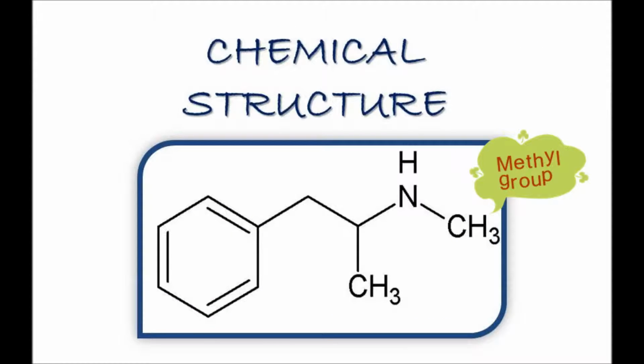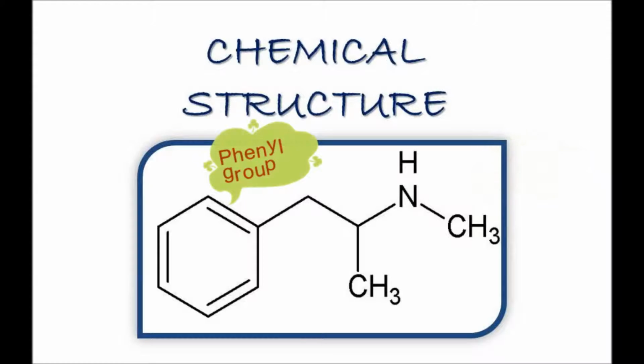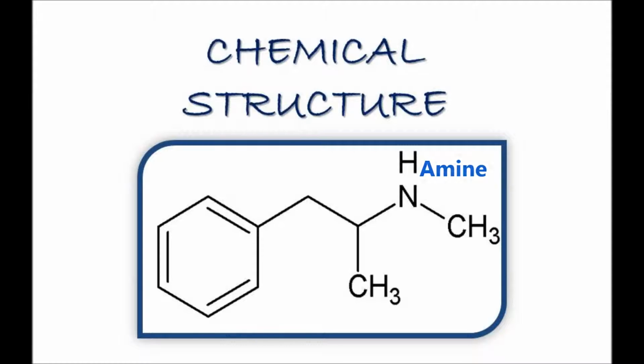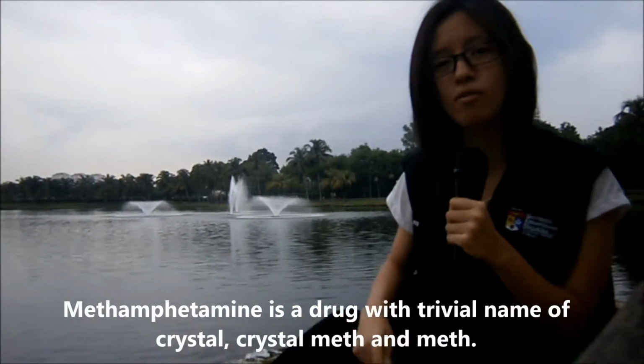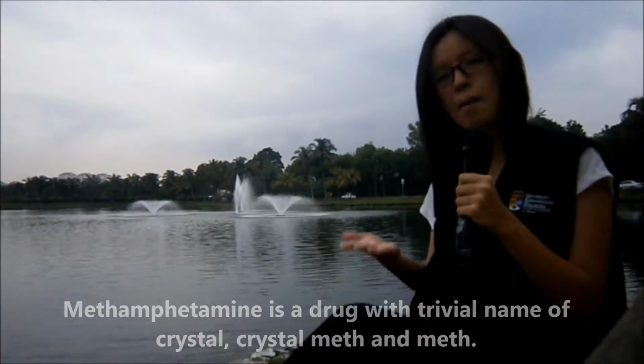A carbon methyl is found at the end of the amine NH, and the phenyl ring is found at the beginning of the propyl chain. The ring can be described as an aromatic ring. The propyl chain that makes up the main chain of the compound can also be found. The NH, the amine, is found at the second carbon of the propyl chain, and it makes the compound an amine. Methamphetamine is a drug with trivial names of crystal, crystal meth, and meth.